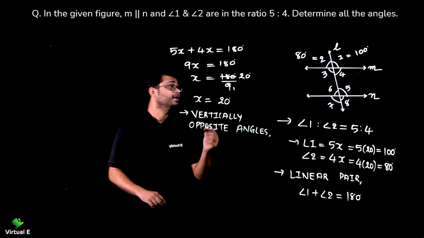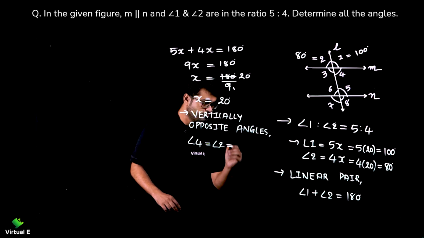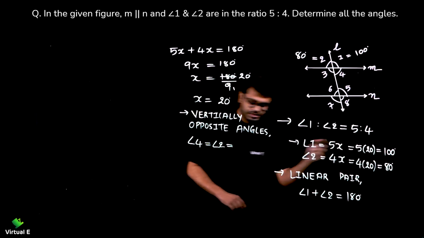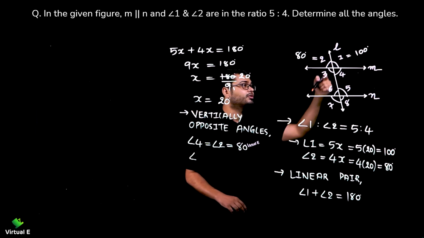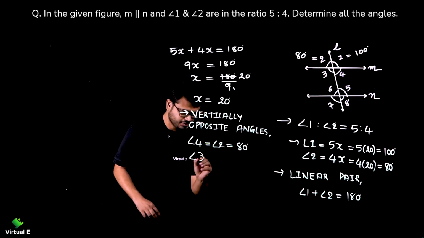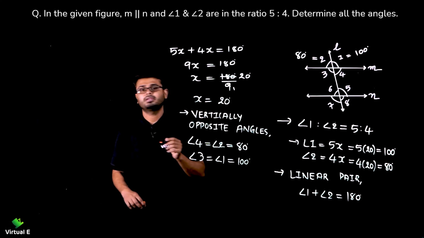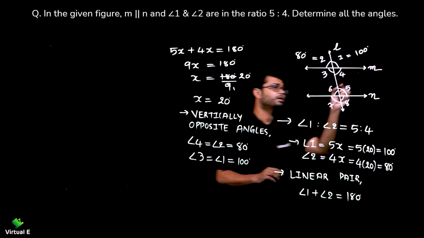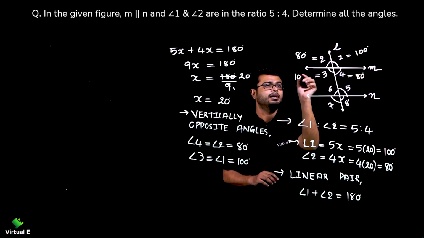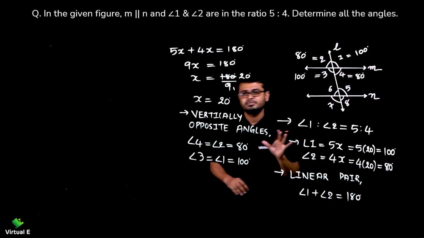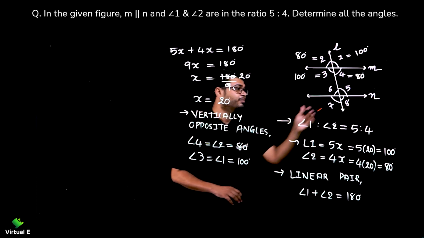So what we can write, angle 4 is equal to angle 2 is equal to, what's the value of angle 2 over here? See, that is 80 degree. And next I can write angle 3 is equal to angle 1. So angle 3 is equal to angle 1 is equal to 100 degree. Then very simple, we get this value as 80 degree and this value as 100 degree. Very simple. So far we find the 4 angles. We still need to find the remaining 4.